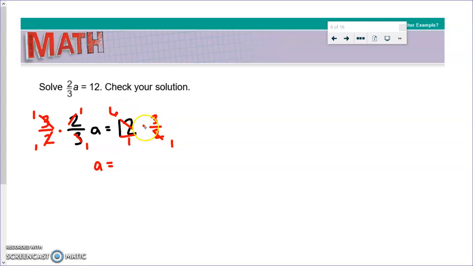So now I can do 6 times 3 to get 18. 1 times 1 gives us 1. And any number over 1 we can write as a whole number. Now, once we get that solution, though, we want to check it to see if it's correct. So we'll just take it and plug it back in for our variable, or in this case, A.